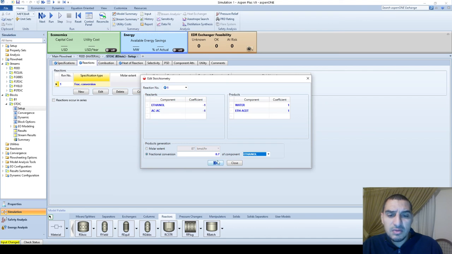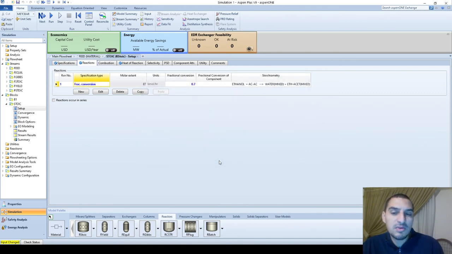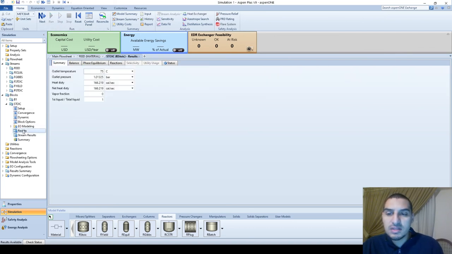and usually it's for the limiting reactant, and the limiting reactant is the one that is not in excess in the feed, which is the ethanol now. But you can put in acetic acid. It's not going to be a problem. And when you run the file, you can see the results. Again, everything for the duty, for the balance, for the phase equilibrium, it's going to be the same.